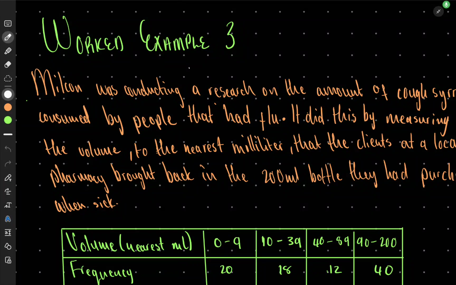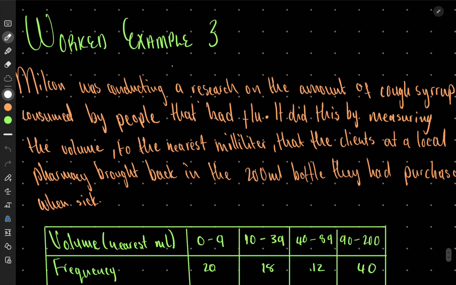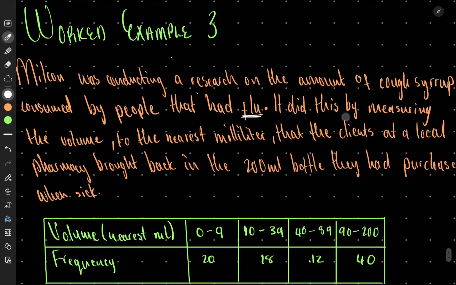Now we go through example 3. Let's go through it and see how it goes. This is saying Milcon was conducting research on the amount of cough syrup consumed by people that had flu. Whatever, it was a research. It did this by measuring the volume to the nearest millimeter.